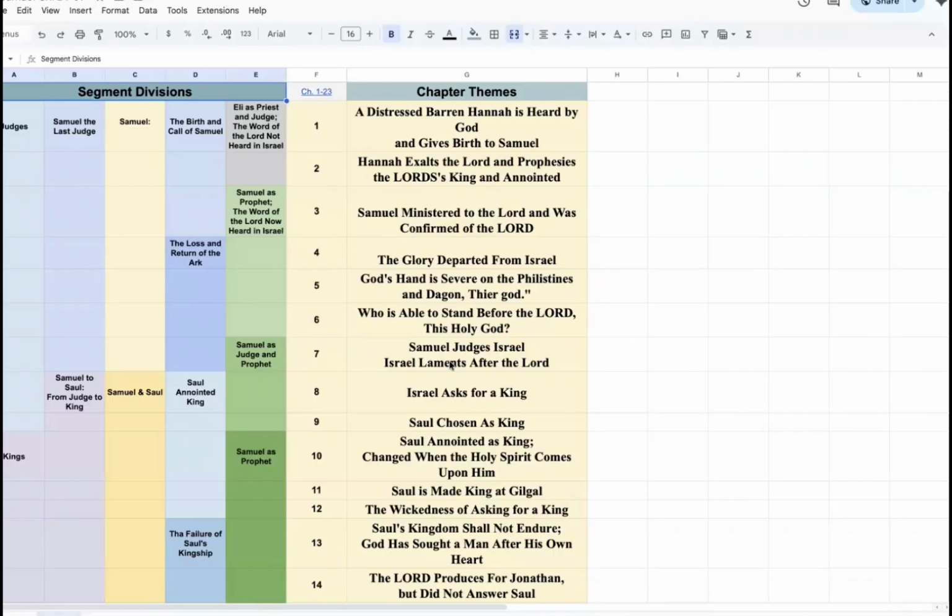1 Samuel starts out with a distressed and barren Hannah. She's heard by God and gives birth to Samuel. Then Hannah exalts the Lord and prophesies the Lord's king and anointed, meaning Messiah. Then Samuel ministered to the Lord and was confirmed of the Lord. And then we saw that the glory departed from Israel, and Eli and his sons died.